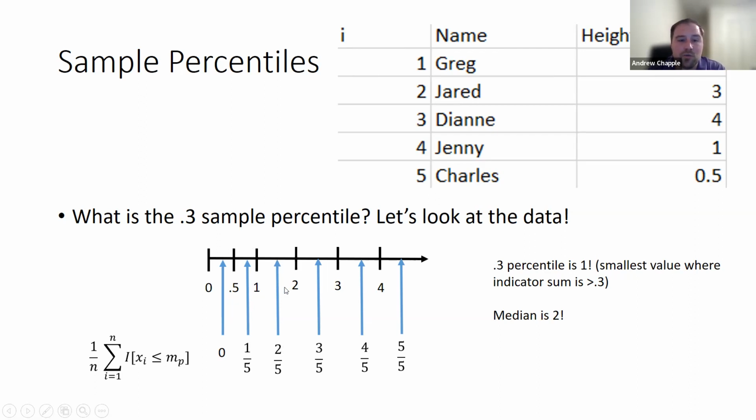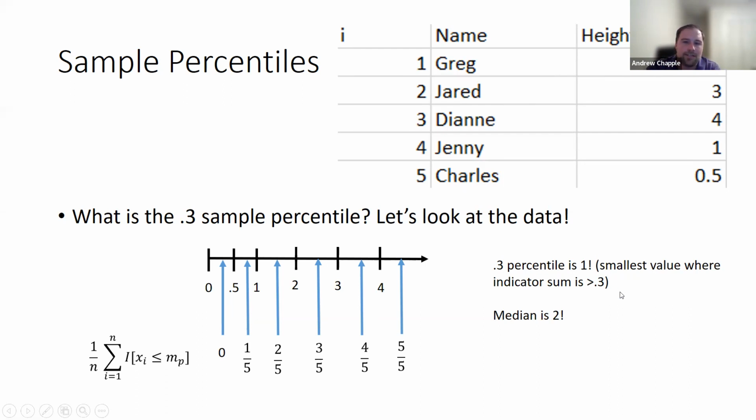If I pick any number between 1 and 2, here, Charles's height is smaller than this, Jenny's height is smaller than this. So this function here will evaluate to 2 over 5. If I pick any number between 2 and 3, Charles's height is smaller, Jenny's height is smaller, and Greg's height is smaller than this. So 3 out of the 5 students had a height smaller than 2.5, for example, or 2.7. If I pick any number bigger than 3 but smaller than 4, that's 4 out of 5 students. And if I pick any number bigger than 4, that's all the students. All the students had a height gain smaller than a number bigger than 4, so smaller than 5.